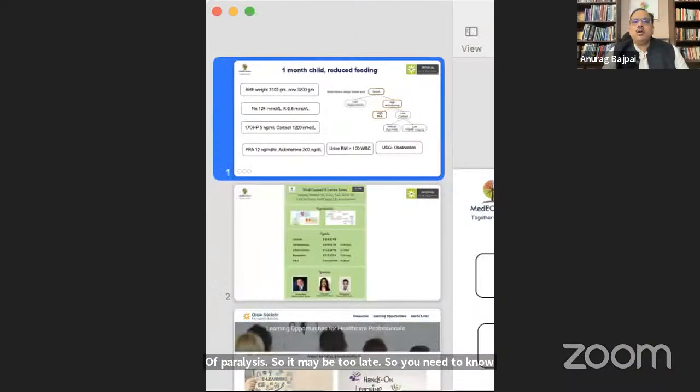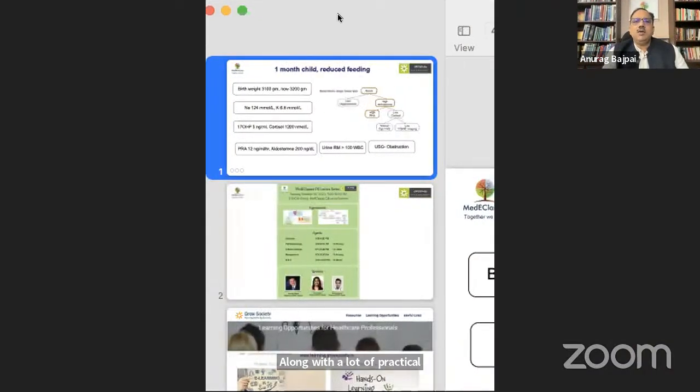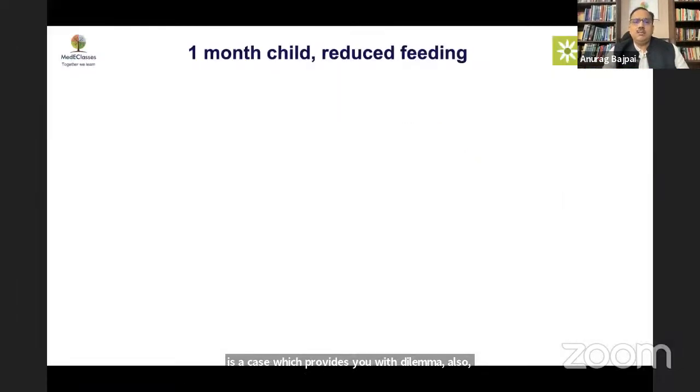So we'll be discussing all these issues along with a lot of practical discussions with regards to what are the relevant aspects, and we'll go forward. So we'll start off with this particular case. And this was an interesting case which presented to us. This is a case which provides you with dilemma also, because often we talk about just acute hyperkalemia, but in certain scenarios, you may have chronic causes as well.